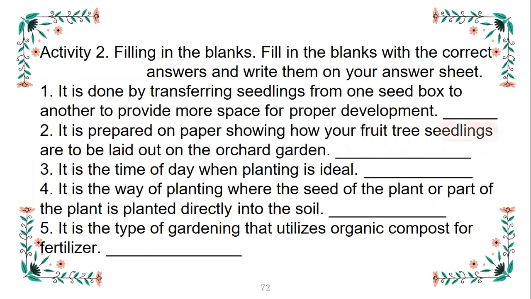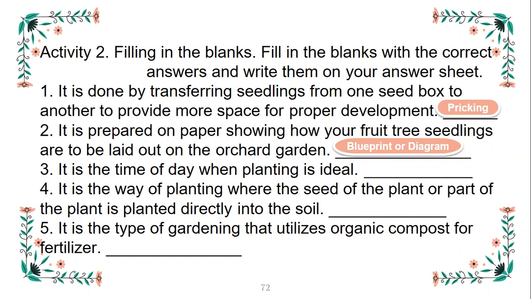The answer? It's pricking. Number 2, it is prepared on paper showing how your fruit tree seedlings are to be laid out on the orchard garden. Okay. What do you call this? This is correct, a blueprint or a diagram.